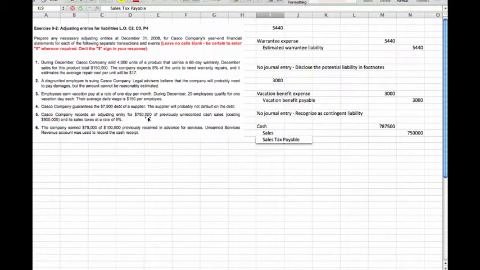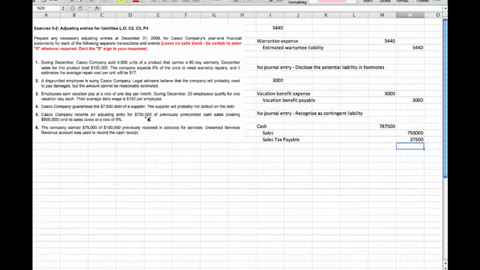Now, we're collecting the sales tax, but the sales tax does not belong to us. We're collecting the sales tax on behalf of the government. So we have to recognize the sales tax, but we owe that money to the government as a liability. Now we know what the dollar amount is because it's 5% of the sales. So if we take 5% of the $750,000, we're going to get $37,500.